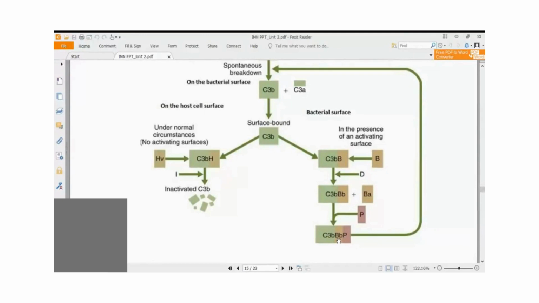Opsonization. Opsonization means denaturation of the membrane of the bacteria. When the membrane of the bacteria is denatured by this complex, that is C3b-Bb stabilized by properdin, that bacteria starves to death. The bacteria takes in nutrition through its plasma membrane by secreting the enzymes outside.